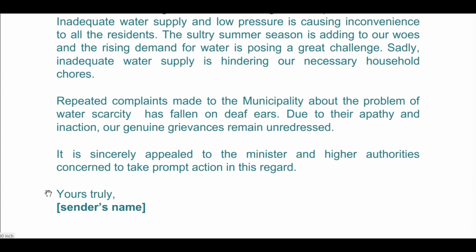Leaving a line, you have to write yours truly. You may also write yours faithfully. As I said earlier, please do not write yours sincerely, because yours sincerely is written when you start with a salutation. Dear Mr. Smith, dear the first person of the name or the last name, dear Mr. William, then we will write yours sincerely. Right, students? I hope the confusion is over now.